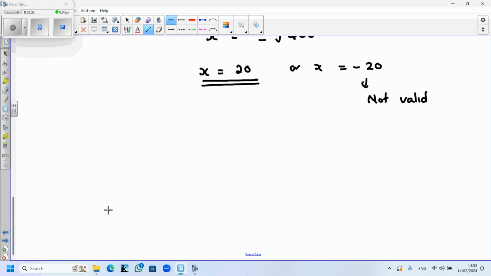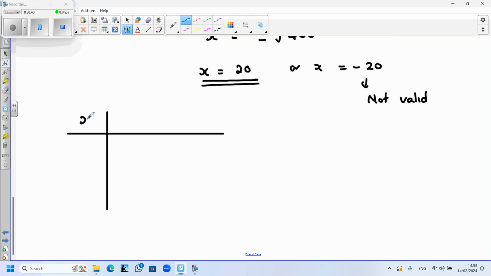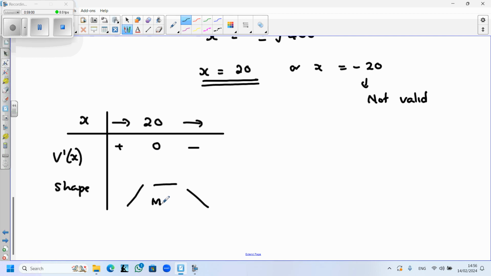Now you've got to do your nature table. So draw it down. You've no calculations to do. So we've got x, we're going towards 20. We're going away from 20. We've got here V'(x), and you can write in shape, etc. So we know that we were looking for a maximum, so I know it's supposed to be like that. That was 0, that is going to be positive, that's going to be negative. So I'll get a maximum where x is equal to 20. You can stick a wee number in there, 19 and 21. Okay, and that's it completed.